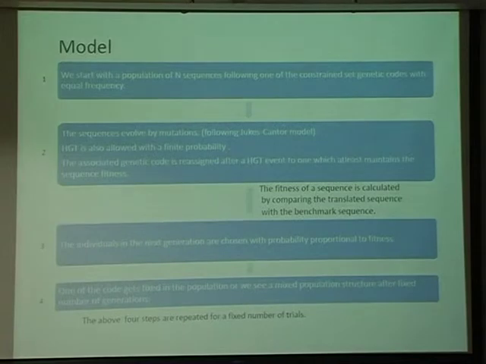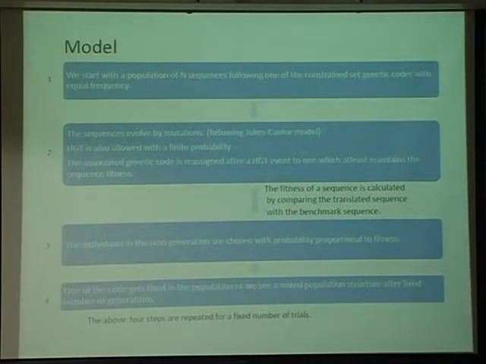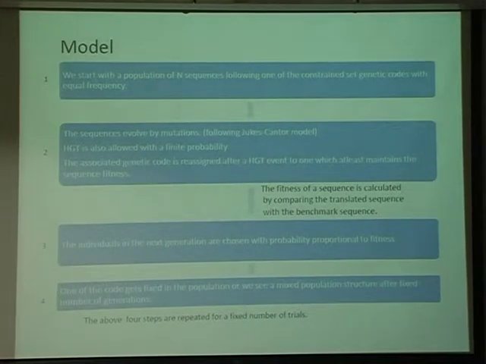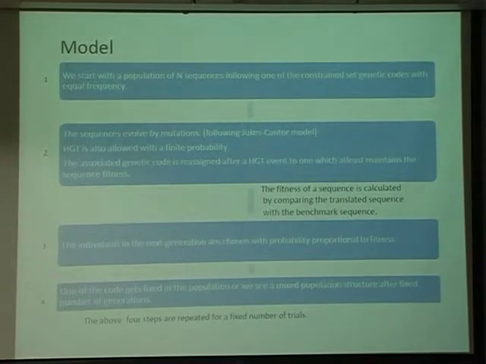The code update is performed in a sense that it should at least maintain the fitness of the sequence that it has with its present code. And how do we calculate fitness? The fitness is calculated by comparing the fitness of the amino acid that is being translated using the present code and comparing it with the benchmark sequence, which would vary in accordance with the benchmark code that we are taking. And then the individuals in the next generation are chosen in probability proportional to fitness, and then we calculate the fixation probabilities for a number of trials.